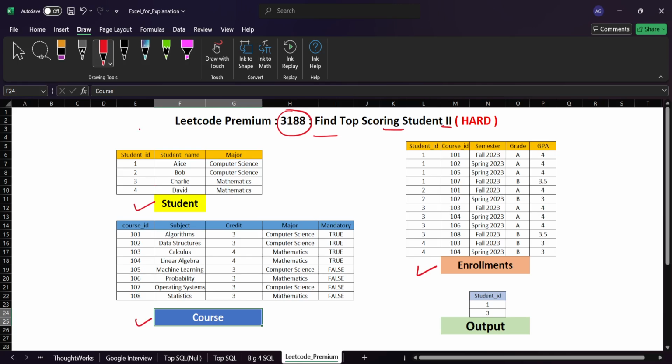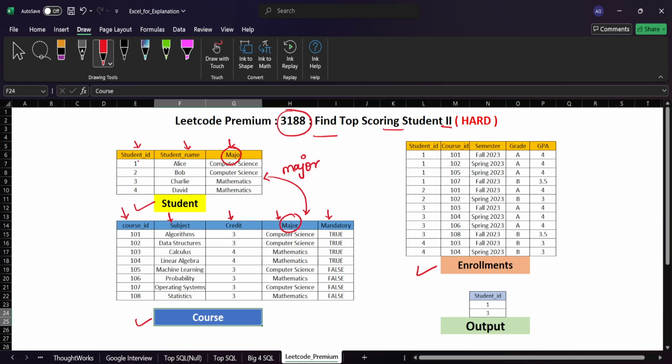In the student table, we have columns like student ID, student name, major, and in the course table, we have columns like course ID, subject, credit, major, and mandatory. If you see here, we have the major, and here also we have the major. So with these two tables, we can join on the major column, right? Student and courses can be joined on the major column in order to get the full detail of each and every student.